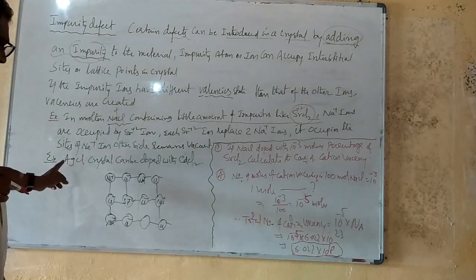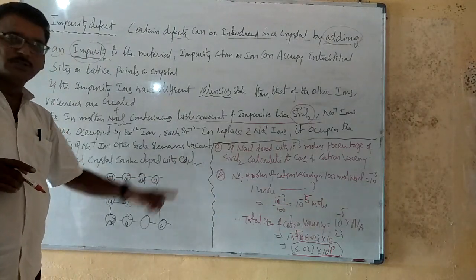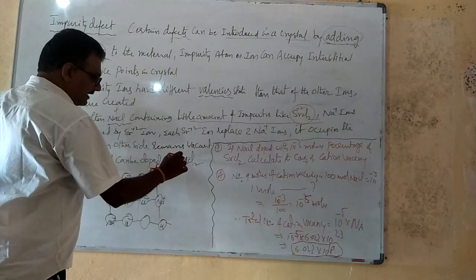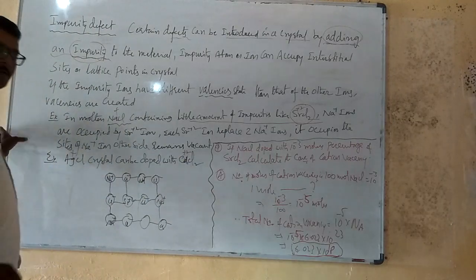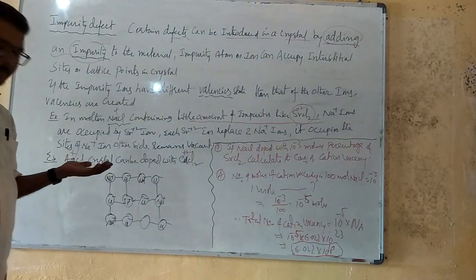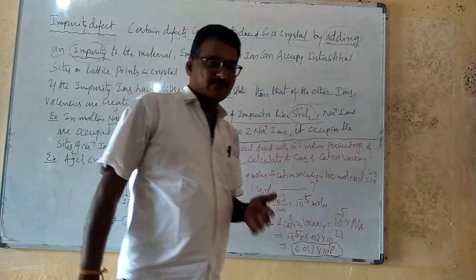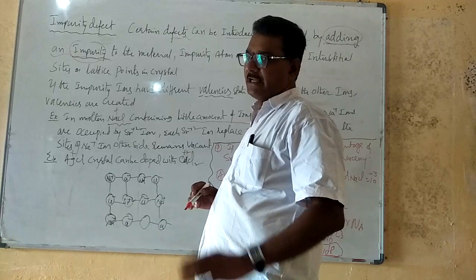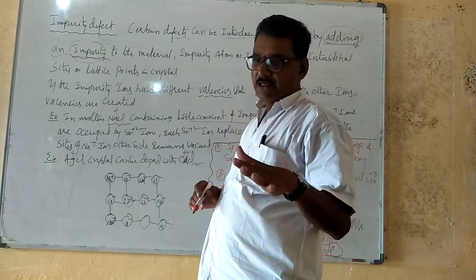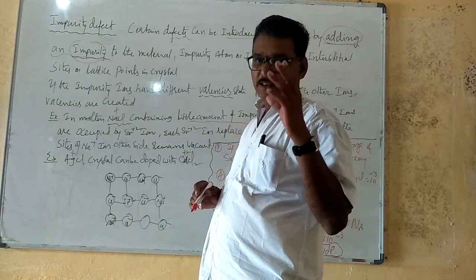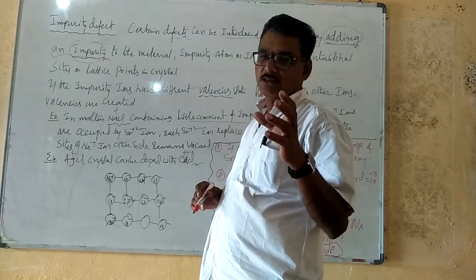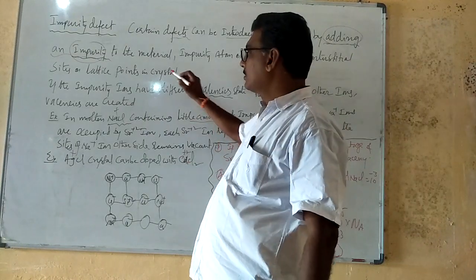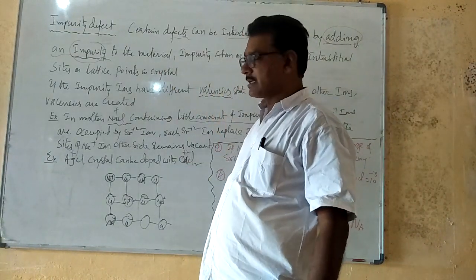Another example: when an AgCl crystal is doped with cadmium chloride. Here Ag has a plus charge and cadmium has plus 2. One cadmium plus 2 added means two Ag plus ions are automatically removed. So that is called an impurity defect. The name itself says impurity. When the crystal is given a small amount of impurity ions, they can replace lattice points or also move to the interstitial site.